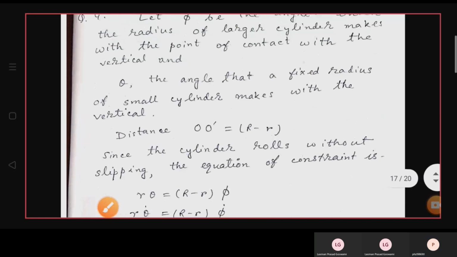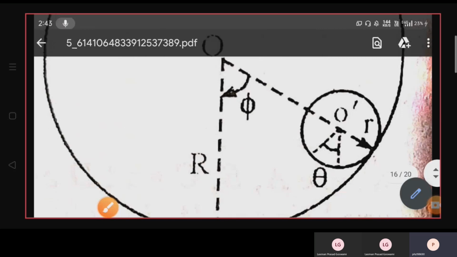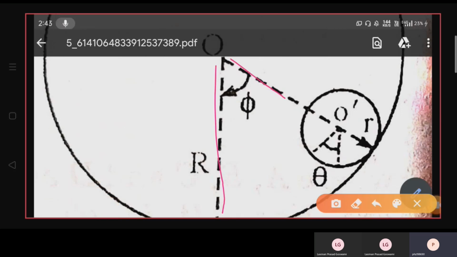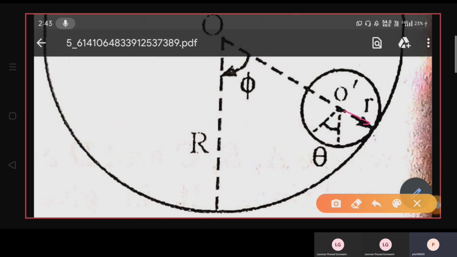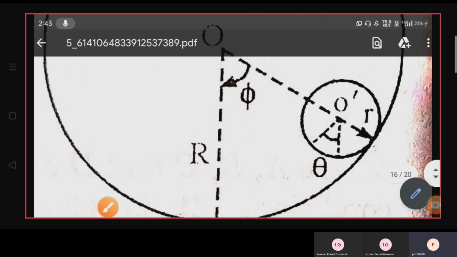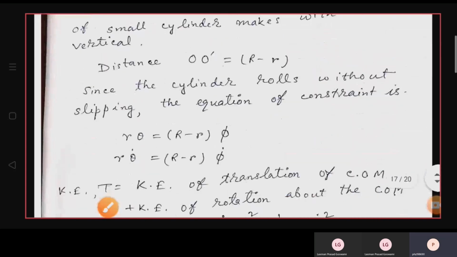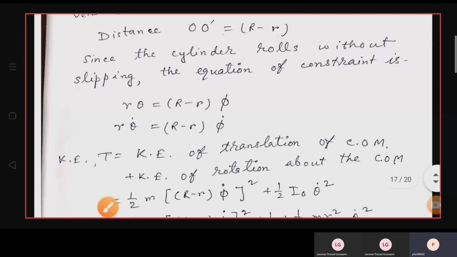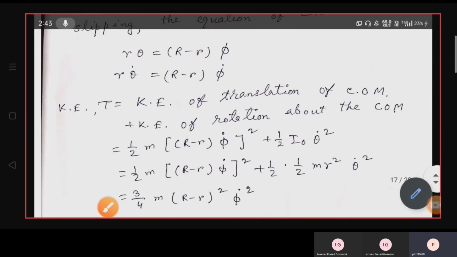Now the distance OO prime equals R minus r. Look here, this is capital R, the radius of the larger cylinder, and small r is the radius of the smaller cylinder, and this R minus r is the O prime point. Since the cylinder rolls without slipping, the equation of constraint is r theta equals (R minus r) phi, or we can write r theta dot equals (R minus r) phi dot.